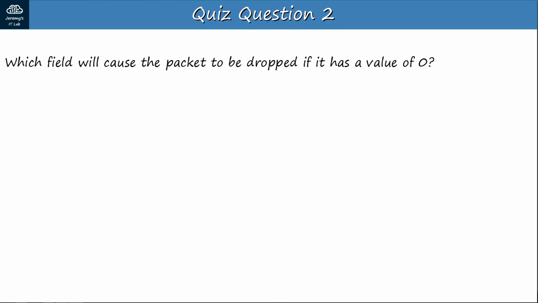Which field will cause the packet to be dropped if it has a value of 0? A. TTL, B. DSCP, C. IHL, D. ECN. Pause the video to think about your answer.